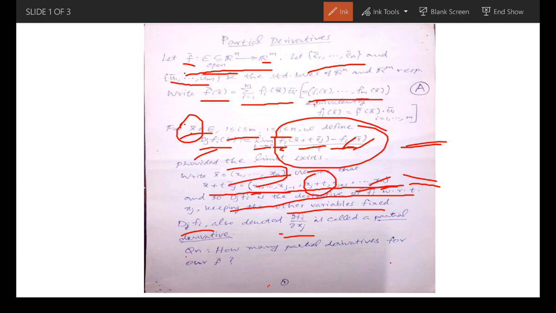Now I would like to ask you a question. How many partial derivatives are there for this particular f? Think over it. You can get it from this slide itself. We will move to the next slide.